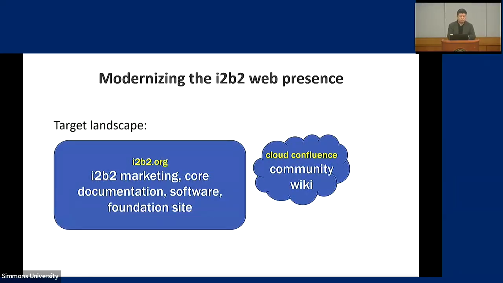The target landscape that we're shooting for is combining a lot of these sites into the main i2b2.org website. So the marketing material, how we present i2b2, and all of the core documentation, where we distribute the software, of course, as Jeff mentioned, linking to GitHub and so forth. And then some of the foundation material is also going to go directly onto the i2b2.org website. And then the self-hosted Confluence website that was at community.i2b2.org is now going to go to the cloud. So we will host that in the Atlassian Cloud wiki site.